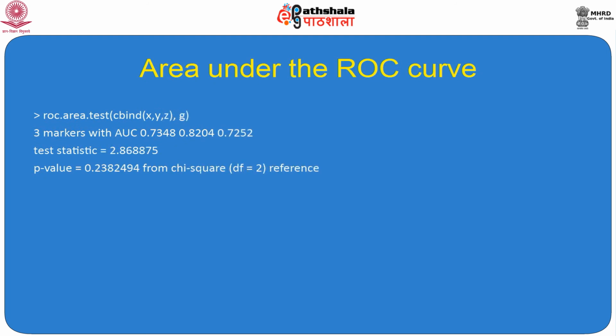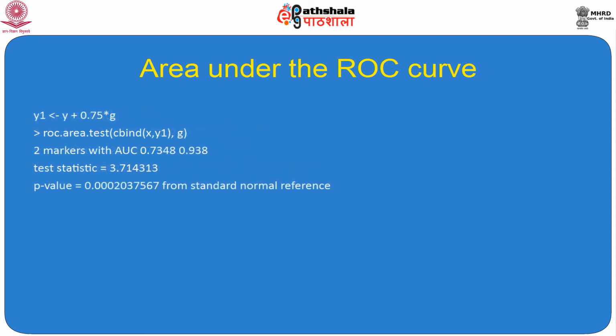Now we will see another one, the relations between these three markers, x, y, z. Again the relation is not significant, with a p-value of 0.23. So it is again saying that all three have equal information, so they are highly correlated. These three markers work in much the same way.